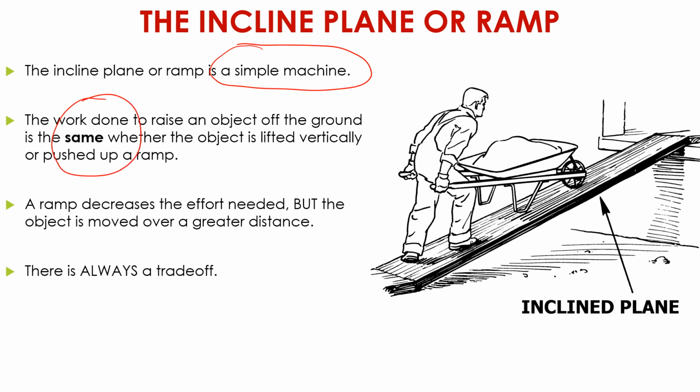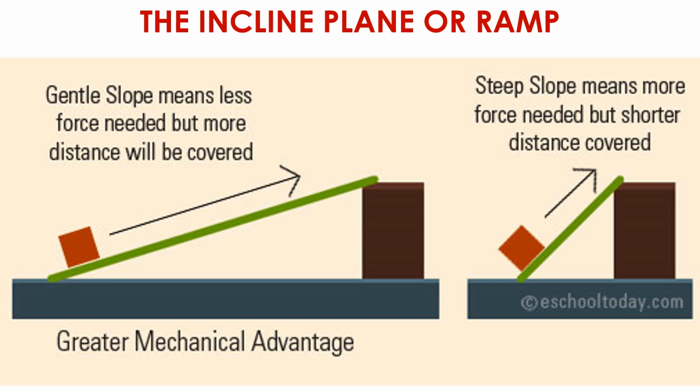So when we look at an inclined plane, we're actually decreasing the amount of effort required, but we're maintaining that effort over a greater distance. So therefore, there's a trade-off between effort and distance. So if we use a ramp that's got a fairly gentle slope, we're actually reducing the amount of effort required, so we get a greater MA, mechanical advantage, but we've got to maintain that effort over a greater distance and hence a greater period of time depending on our pace.